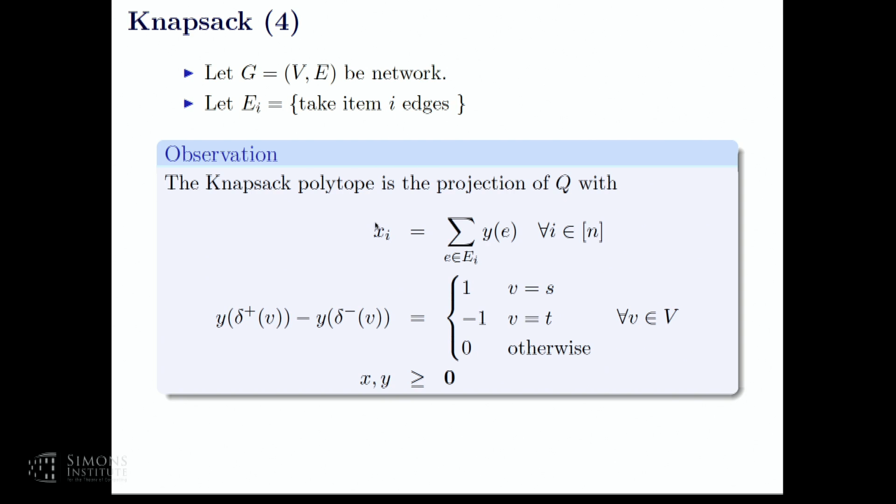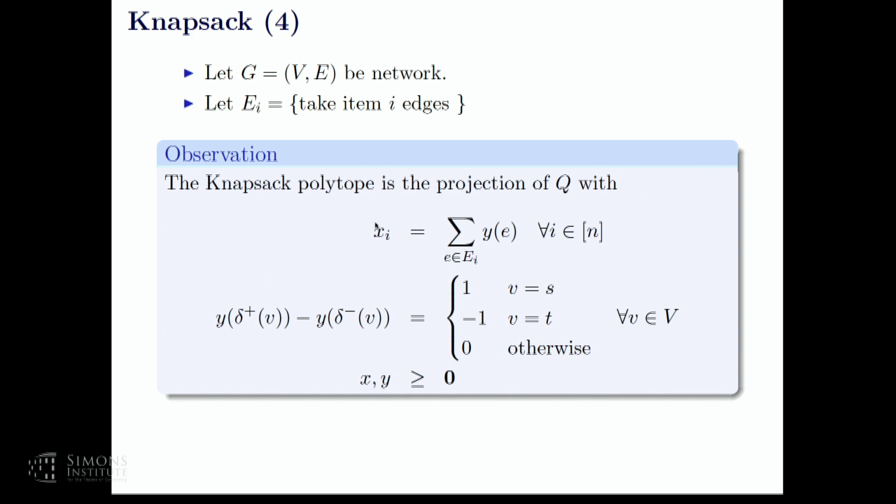Good. So if you think about this geometrically, these are your x variables. You get something in a higher dimensional space where you have those flow variables, and if you project things down on the knapsack variables, then you have a beautiful 0-1 polytope. Okay? Too easy?